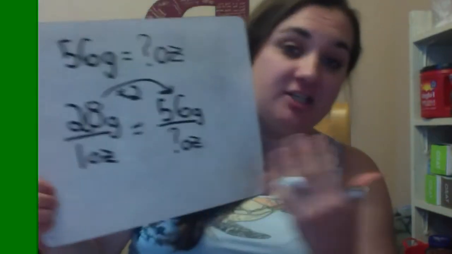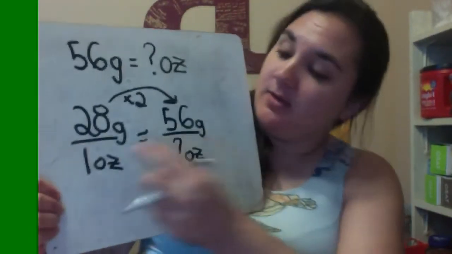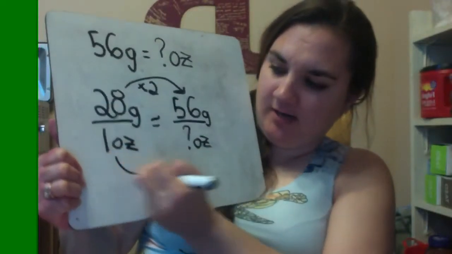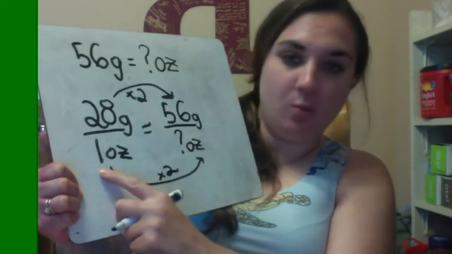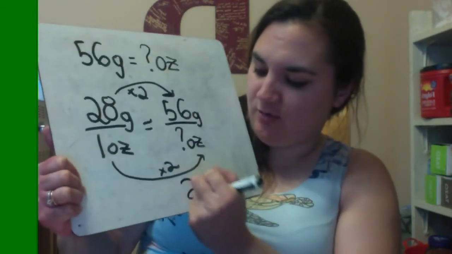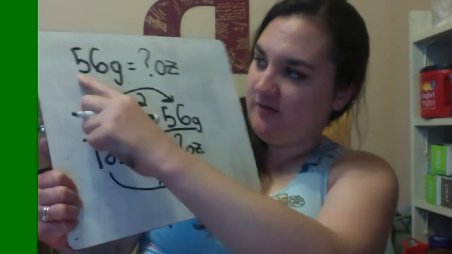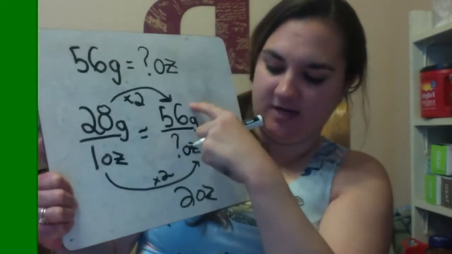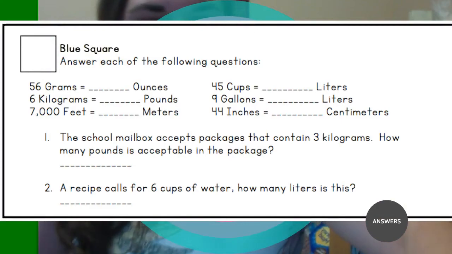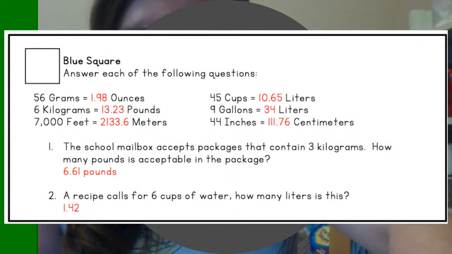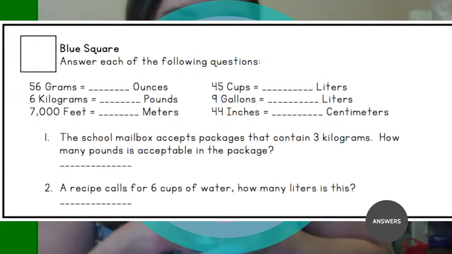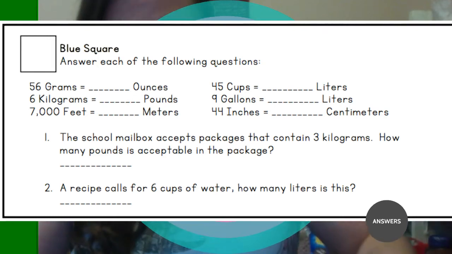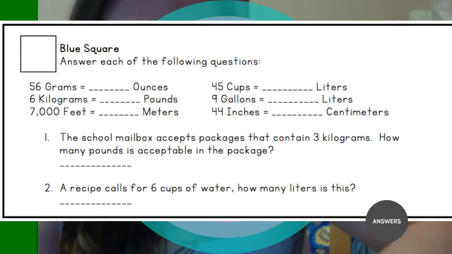And even though this isn't a fraction, it's a proportion, the same rules apply. Whatever I do to my numerator I must also do to my denominator. So I'm going to multiply times 2. So what's 1 ounce times 2? That's going to be 2 ounces. So my answer here, 56 grams is equal to how many ounces? 56 grams is equal to 2 ounces. Okay? Pretty simple, right? And if I double check with my answer key, it says 1.98. That's because I used an official calculator when calculating this. It's a little bit off, but the answer 2 is beyond acceptable.